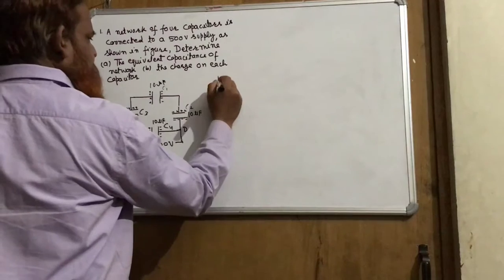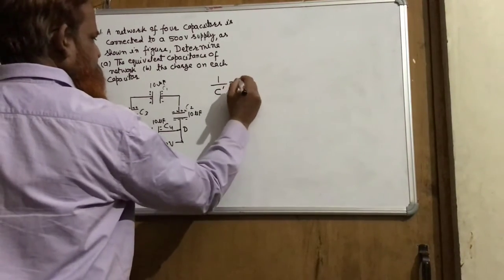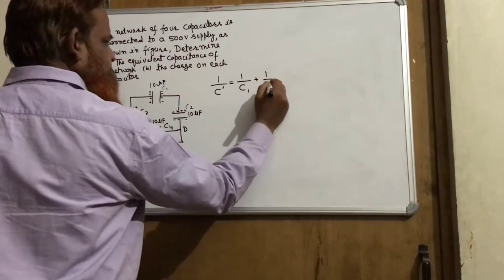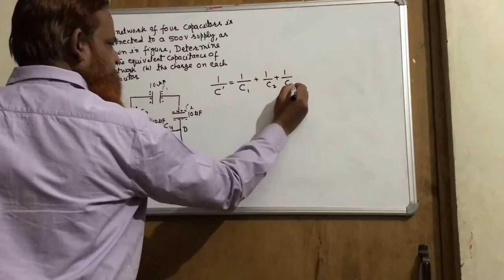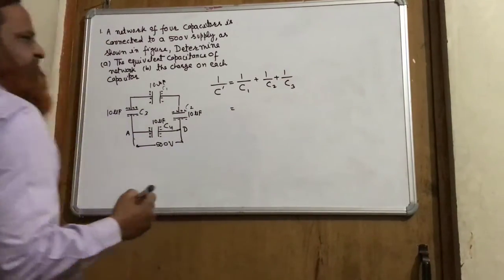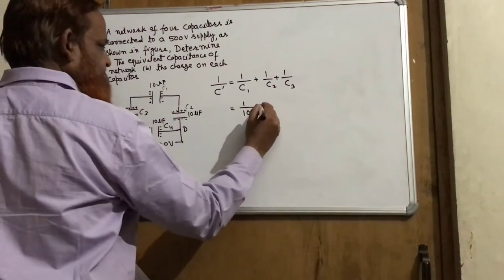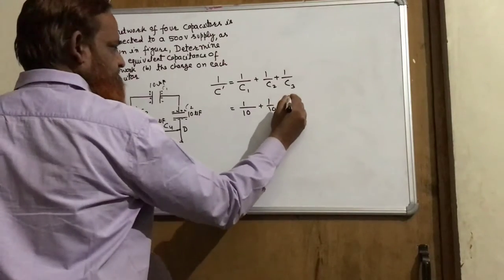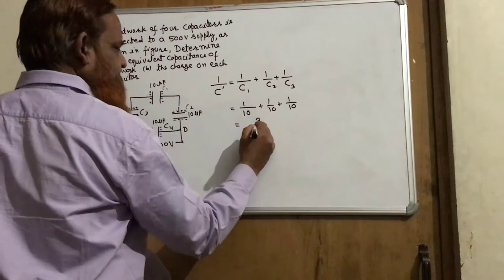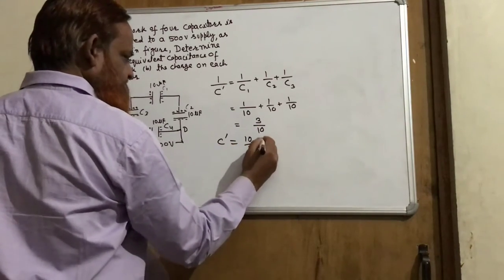So the equivalent, denoted by C dash, is equal to 1 upon C1 plus 1 upon C2 plus 1 upon C3. As you know the formula in series, 1 upon C1 plus 1 upon C2 plus 1 upon C3, is 1 upon 10 plus 1 upon 10 plus 1 upon 10, it will be 3 by 10. So C dash is equal to 10 by 3 microfarad.